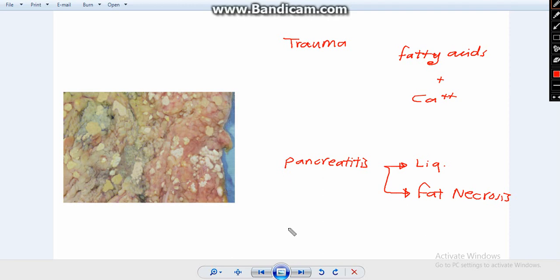And so you need to understand each necrosis. You need to understand the causes of that necrosis in order to fully get the bigger picture.